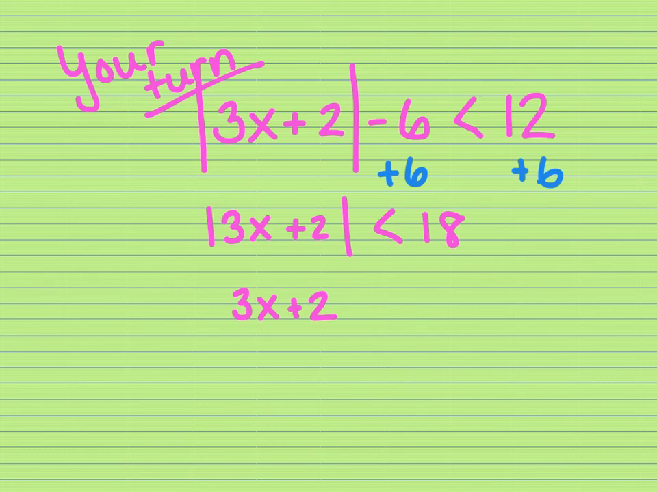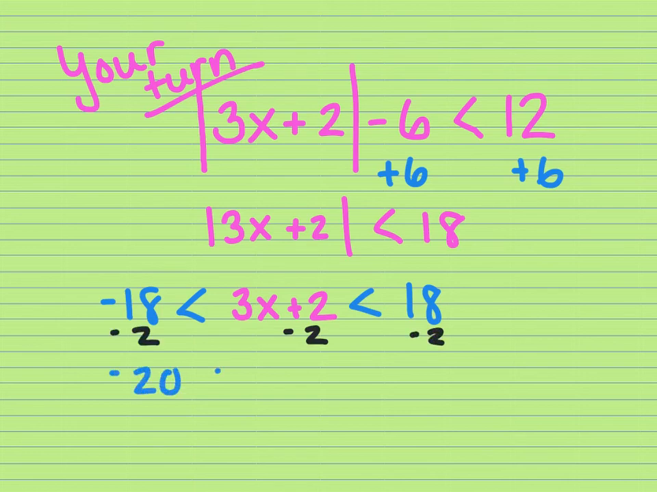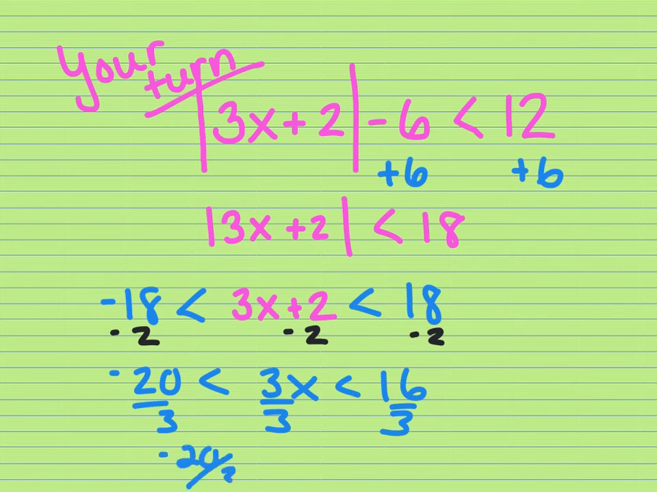So how are ands set up? Always nested in between using less than or equal to symbols. Isolate the part in the middle. So we're going to subtract 2. Gives me negative 20 is less than 3x, which is less than 16. Finish by dividing by 3, which gives me negative 20 thirds is less than x, which is less than 16 over 3. If you go to graph it, it's closed circle shaded in between.